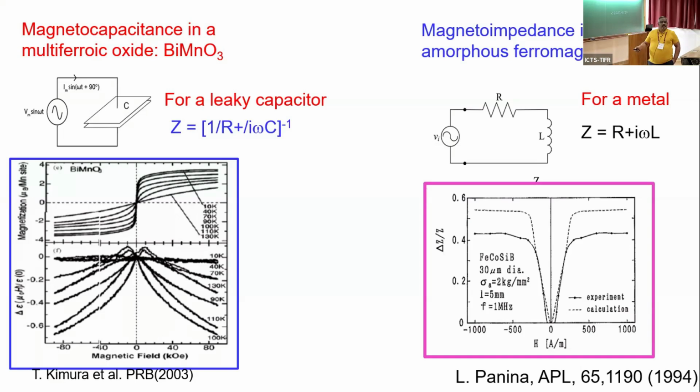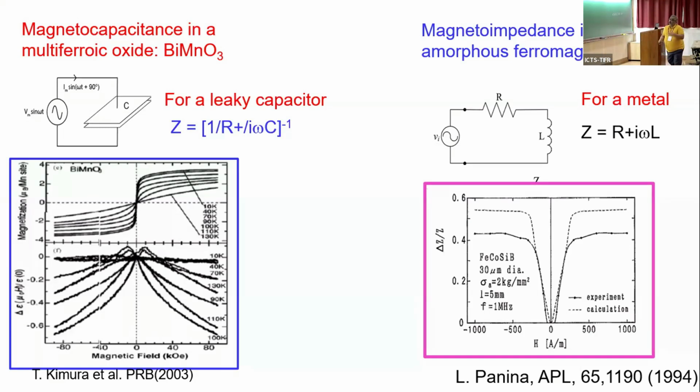Here, it is not necessarily that the impedance change comes from the resistance change, but it's coming from L, that is, the inductance of the sample is changing. Okay, so this is the giant magnetoimpedance effect, which I think the community working on amorphous materials and ferromagnets is familiar with, but not the oxide community.